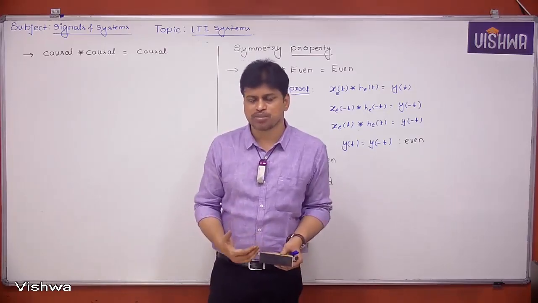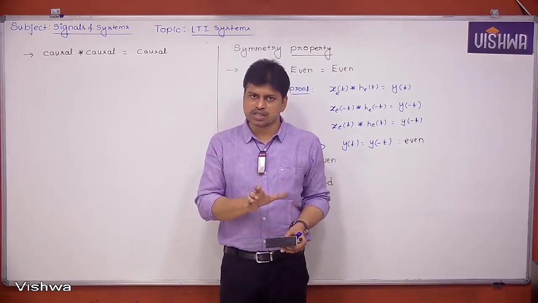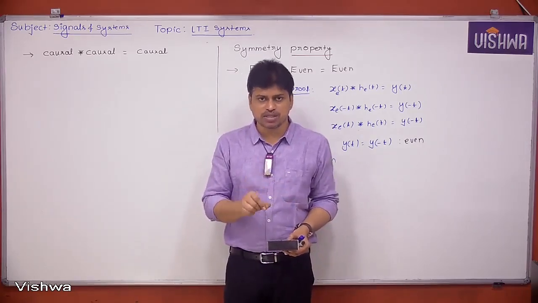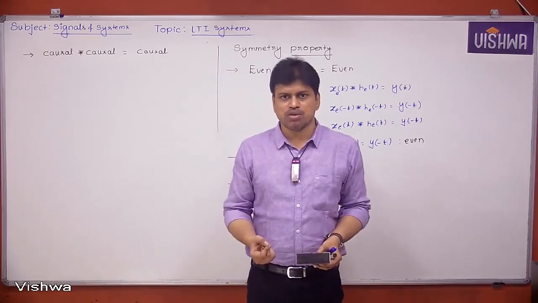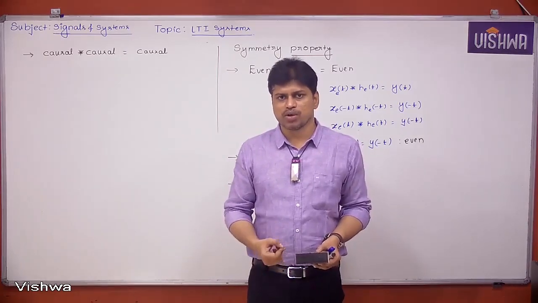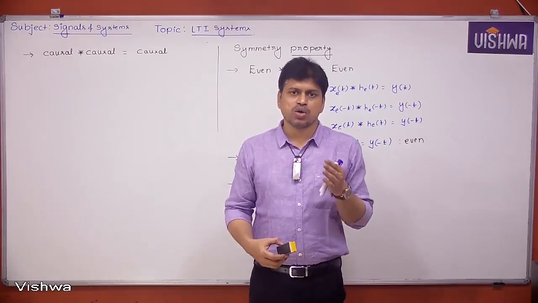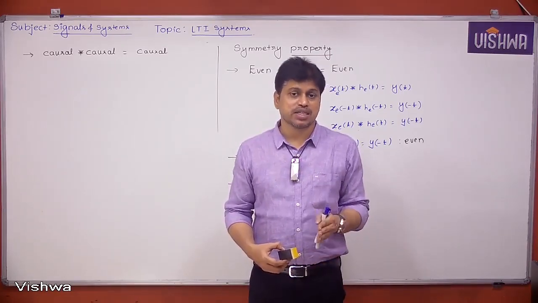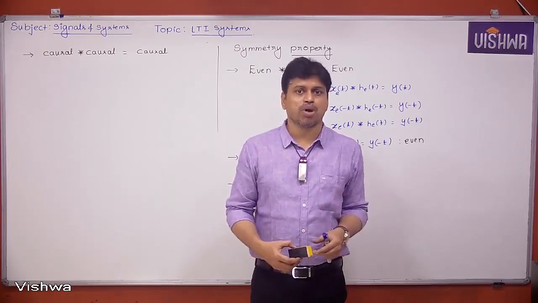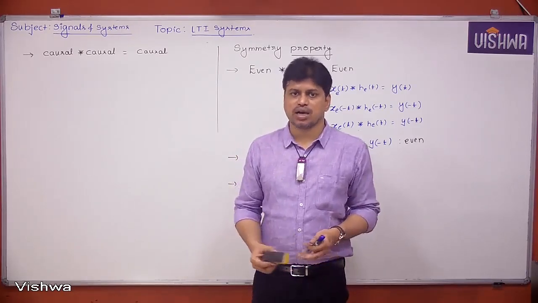I hope you understood what I am trying to say. If you take a causal signal, the signal is only present for positive values of time, so definitely the lower limit is a positive value. If you add two positive values, you always get a positive value. So the lower limit of the resultant signal is also positive. That means the signal is present entirely in the positive values of time, so again it is going to be a causal signal.